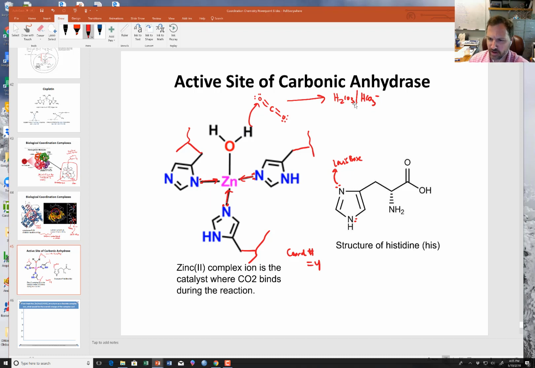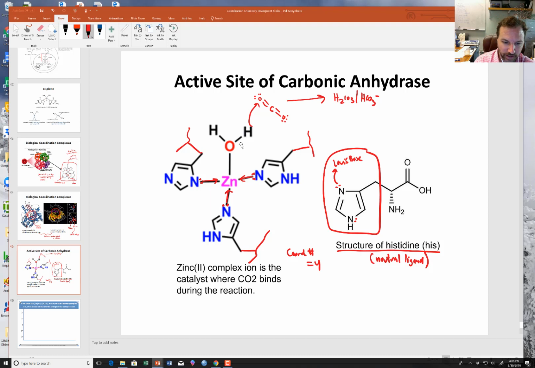All right, and so just wanted to point out that histidine is a neutral ligand. So within the protein, under normal biological conditions, pH of 7.4, this part of the histidine would be neutral. And so we have these 3 neutral histidines coordinating to the zinc. Of course, water's neutral. And so it turns out that this is a zinc 2 ion. That's the active site.